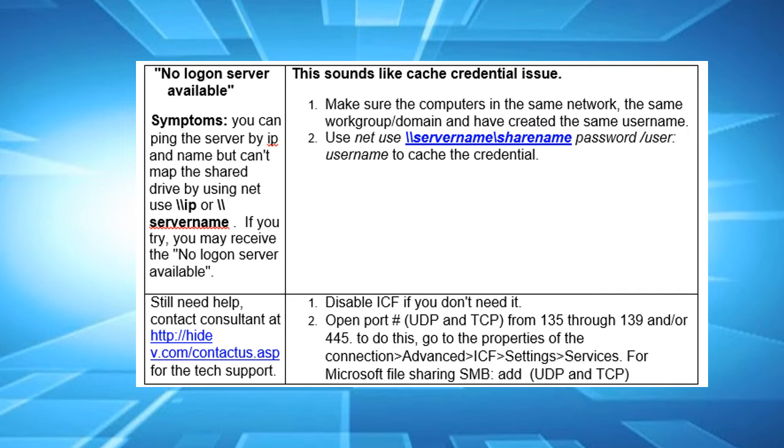Also, you need to disable ICF if you don't need it, and then open UDP and TCP port numbers from 135 through 139 and/or 445. To do this, go to the properties of the connection, Advanced, ICF settings, Services. For Microsoft file sharing, SMB, add UDP and TCP.